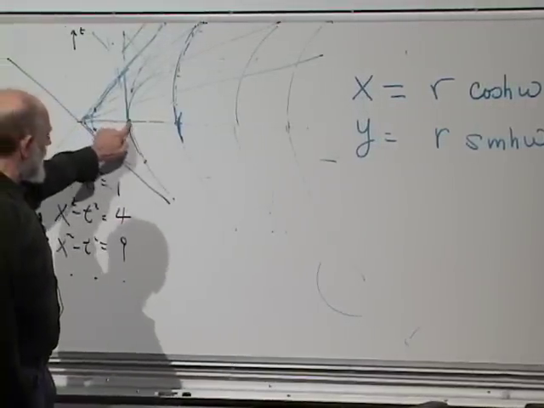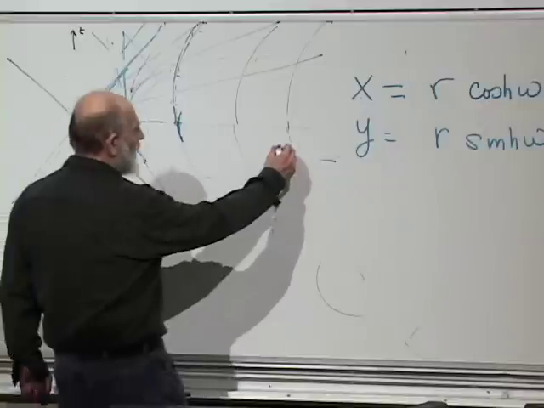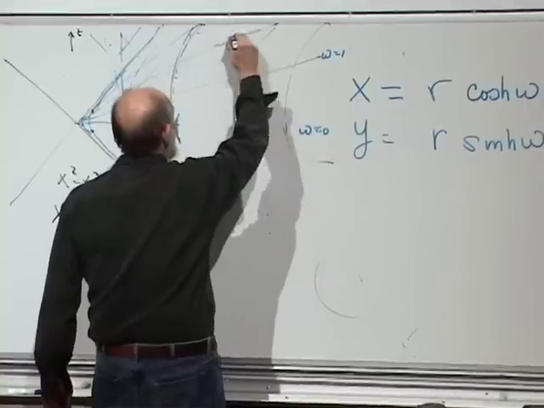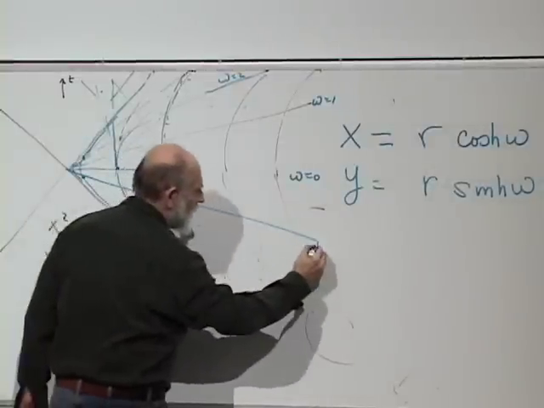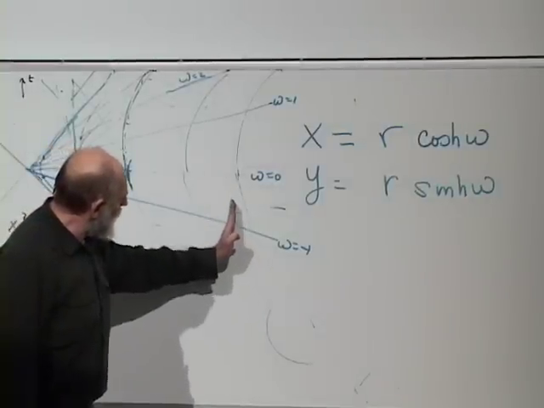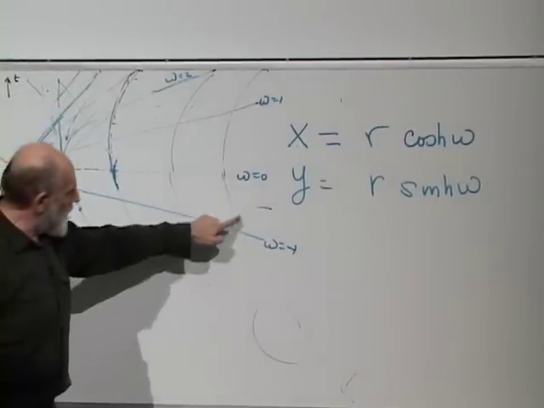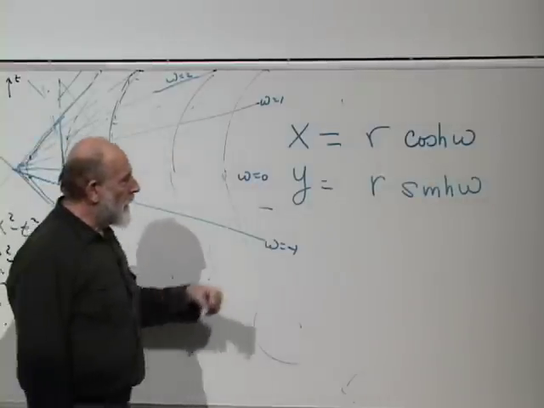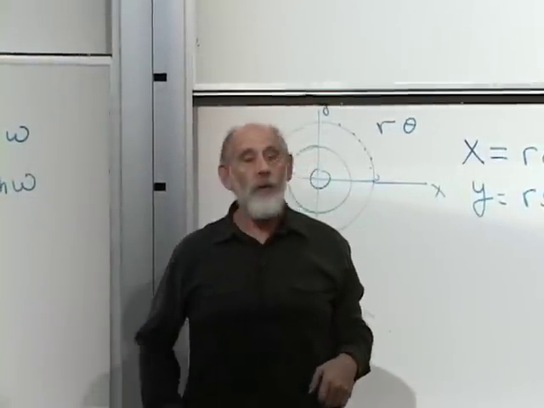Let's see what it is at this point over here. It's r equals 1, and let's call this omega equals 0. This is omega equals 1, this would be omega equals 2, and so forth. This would be omega equals minus 1. And omega is the thing which the observer along here experiences as a kind of time. It varies from here to here to here to here. Hyperbolic cosine, what does hyperbolic cosine range over? Or what does omega range over?